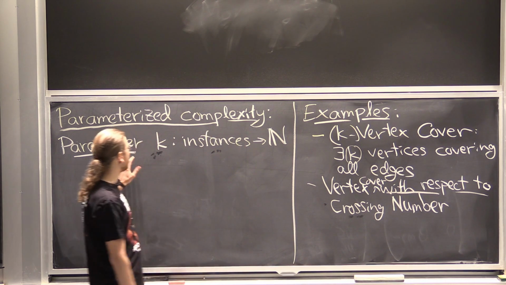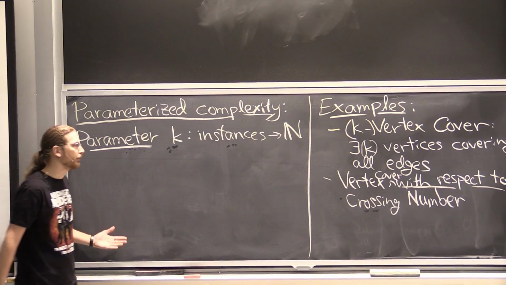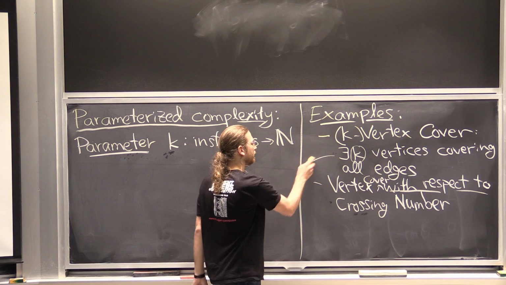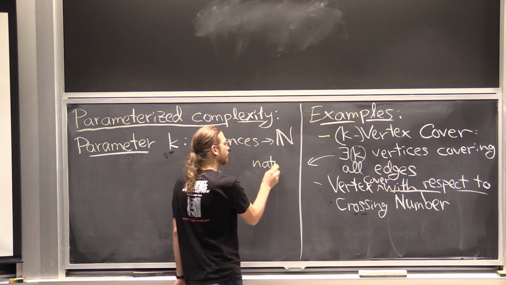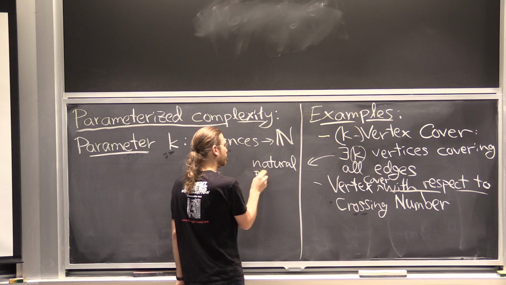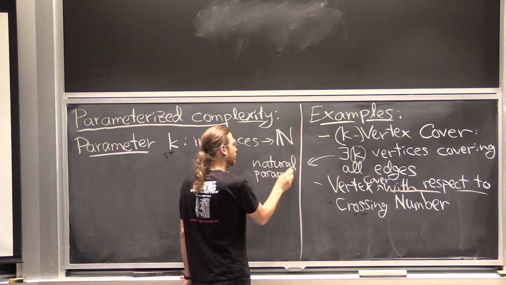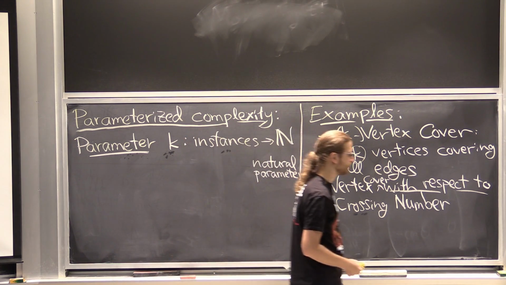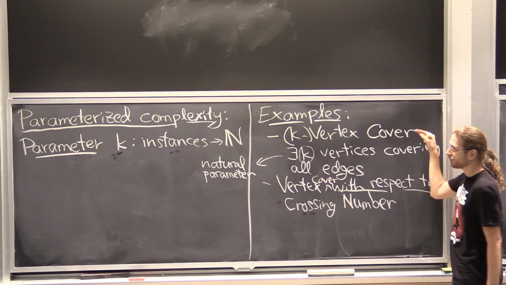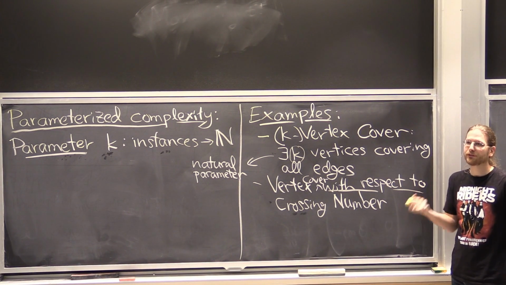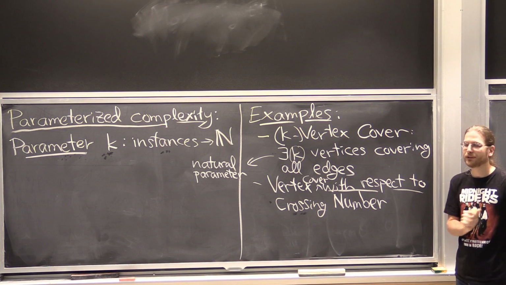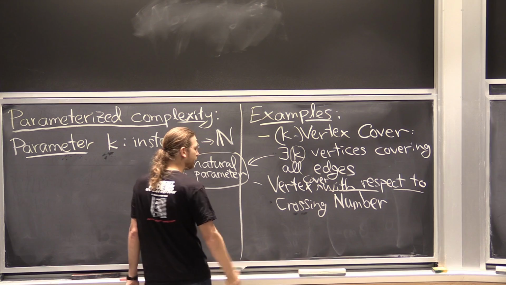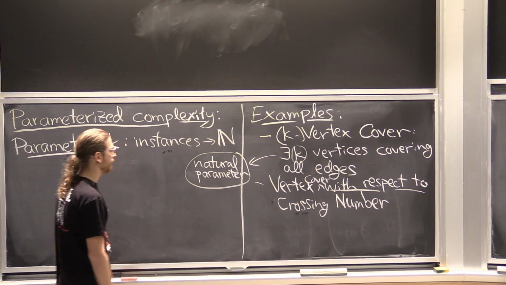So this parameter may not be easy to compute in general, but a lot of the times it's just part of the problem. And in general, this is called the natural parameterization. If you have an optimization problem, like minimum vertex cover, and you convert the optimization problem into a decision problem, you're asking, is opt less than or equal to k? That k is the natural parameter for an optimization problem. So most of the time, we'll be thinking about that. But things like this also arise.